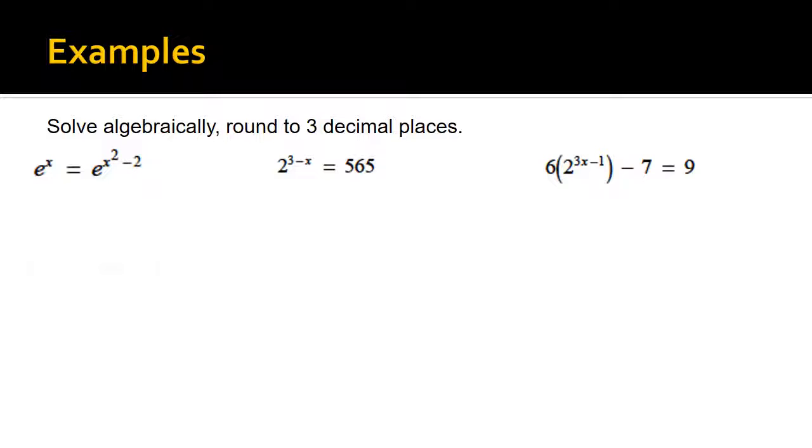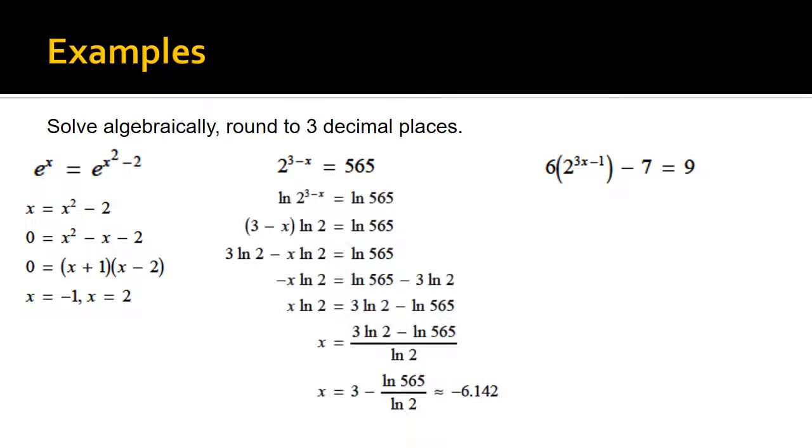On this one, all you had to do is set the powers equal to each other. You get a quadratic, which we then factor and solve. For our second one, there's not a number that you can raise to 2 to get 565, so you can't treat this where you get them both in the same base.